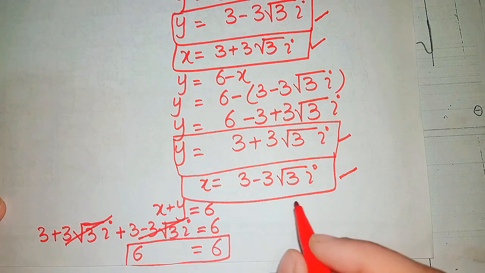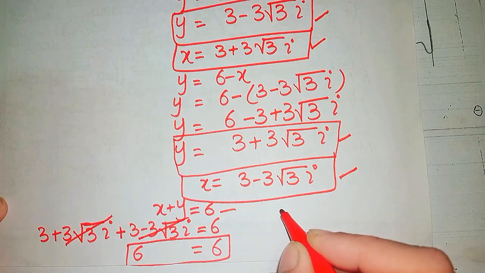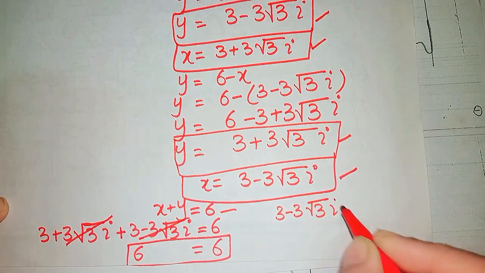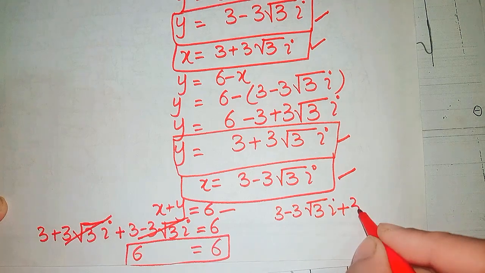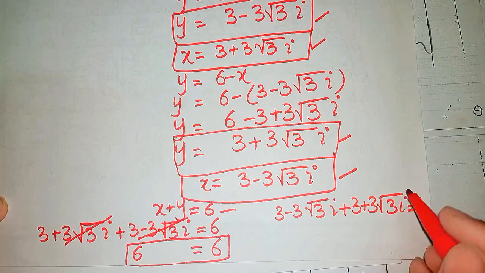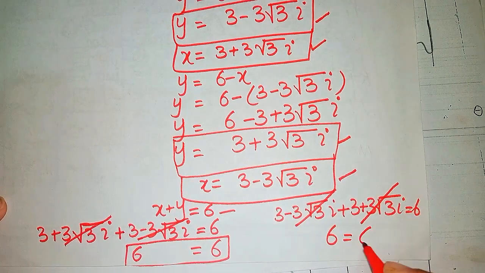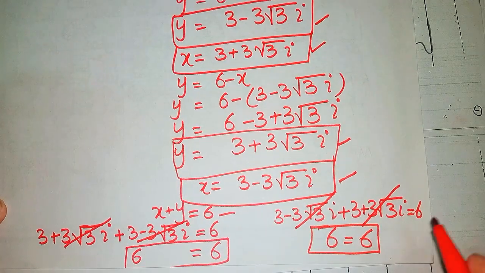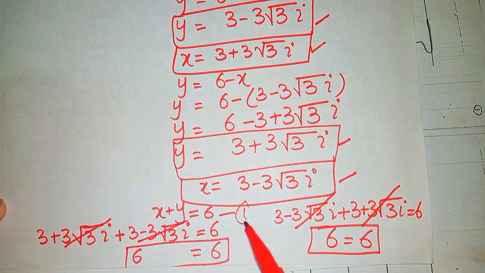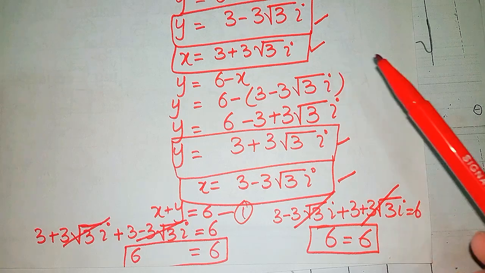Similarly, when we put this value of x, y in equation 1, the x value is 3 minus 3 into square root 3 iota and the y value is 3 plus 3 into square root 3 iota, equals 6. Similarly, this value cancels with this one, and 3 plus 3 becomes 6 equals 6. So we can say that both these values of x, y verify our given equation 1, and these are the solution set for x, y values.